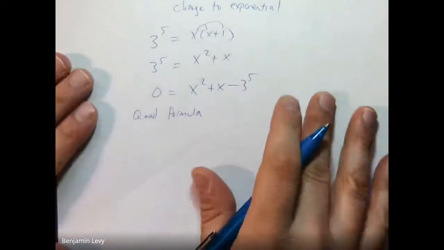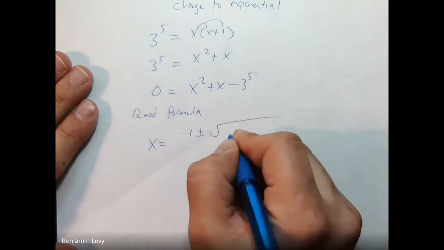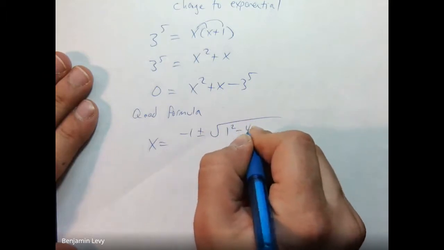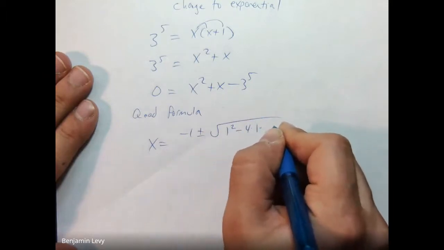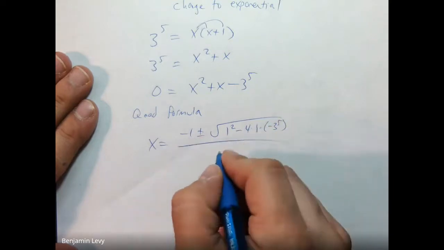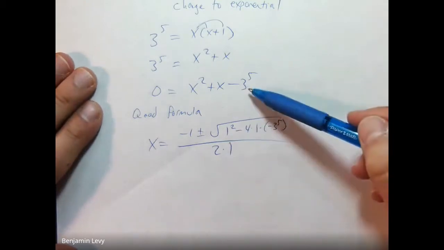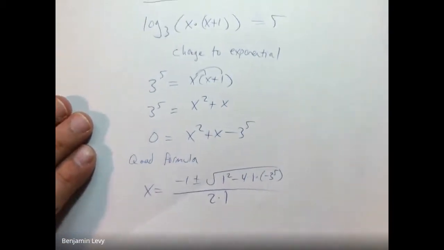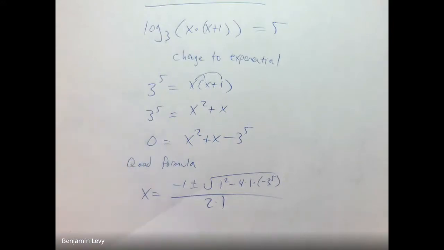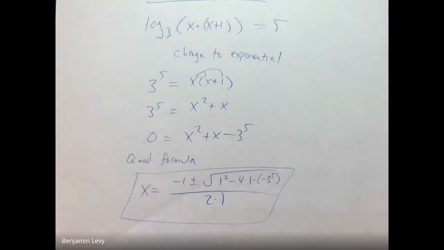And so you would do negative b plus or minus the square root of b squared minus 4 times a times c, all over 2a. I'm not going to put something on there with something like 3 to the 5th, by the way, but that's how you could do that one. And if you just did that, just leave it like that. Don't bother simplifying it or anything like that. That's a great answer.